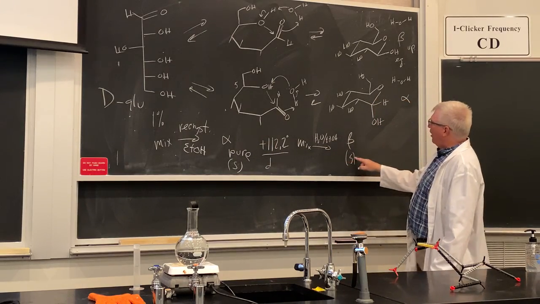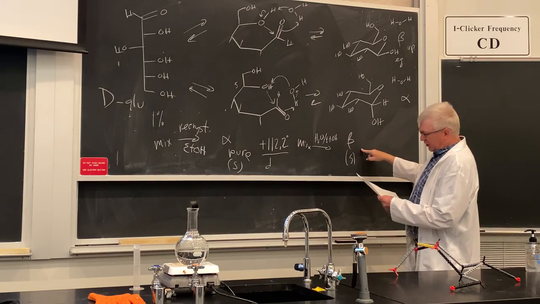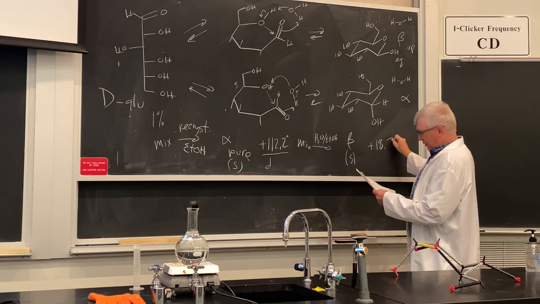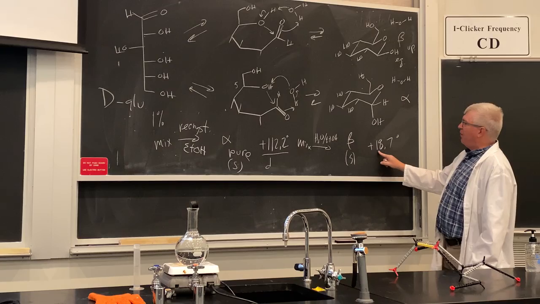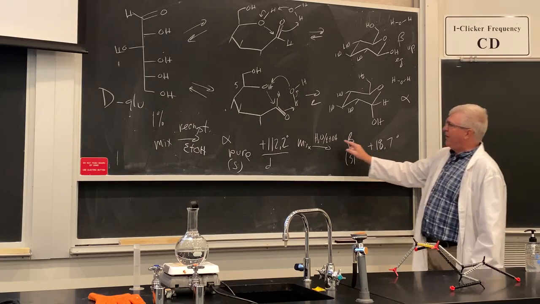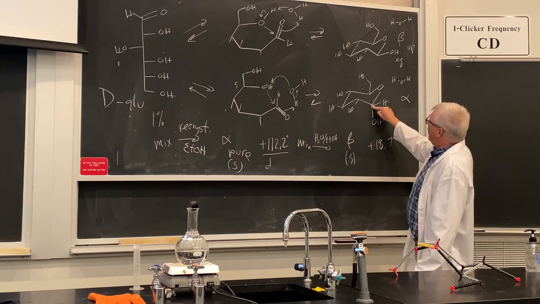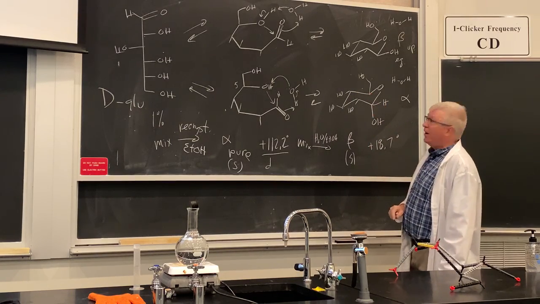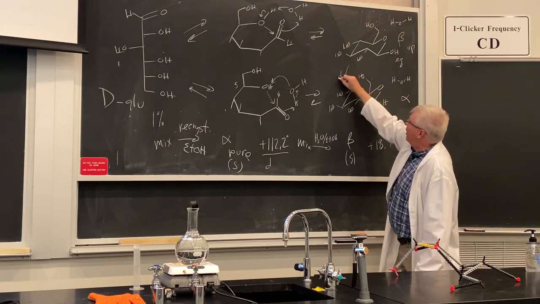You can take this solid beta material that's pure and also do the optical rotation of that, and what is that? Well, that's plus 18.7 degrees. So they're different, right? They're diastereomers of each other, the alpha and the beta. Why are they diastereomers? Because there's one stereocenter that's different. All the other 4 stereocenters are the same. But the relationship between alpha and beta anomers is diastereomeric.